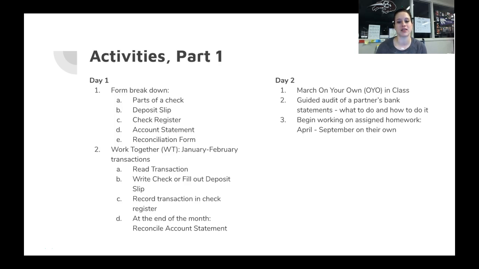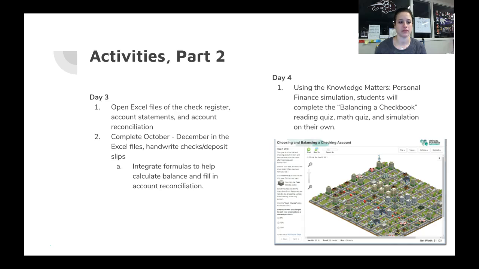Day 2, I will ask them to do March on their own, but with me present, just so that I can manage questions as needed. And then I'll actually switch some papers around and do some guided audits of students to make sure they did it correctly. And then they begin working on the assigned homework, which will be April through September on their own.